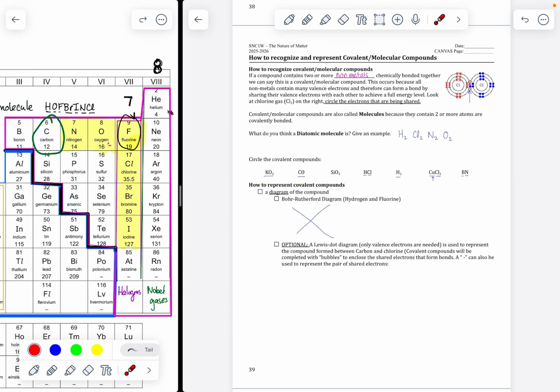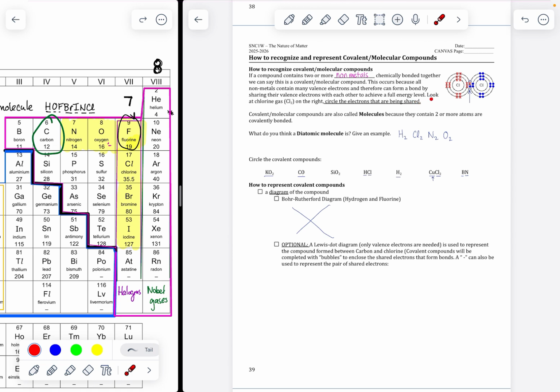In this video, we are looking at how to recognize covalent or molecular compounds. If a compound contains two or more nonmetals chemically bonded together, we can say it's a covalent or molecular compound. This occurs because all nonmetals contain many valence electrons and therefore can form a bond by sharing their valence electrons with each other to achieve a full valence energy level.